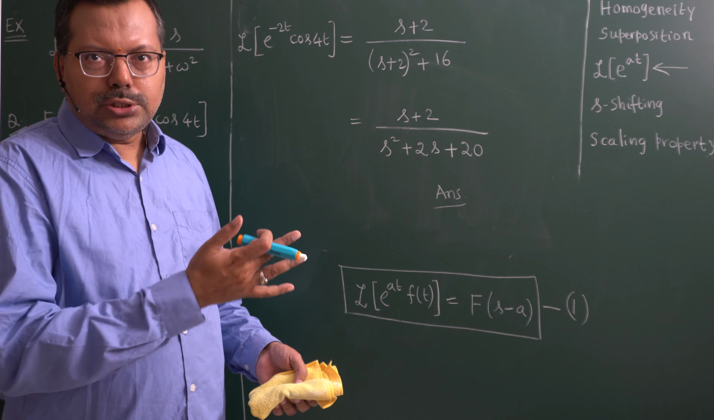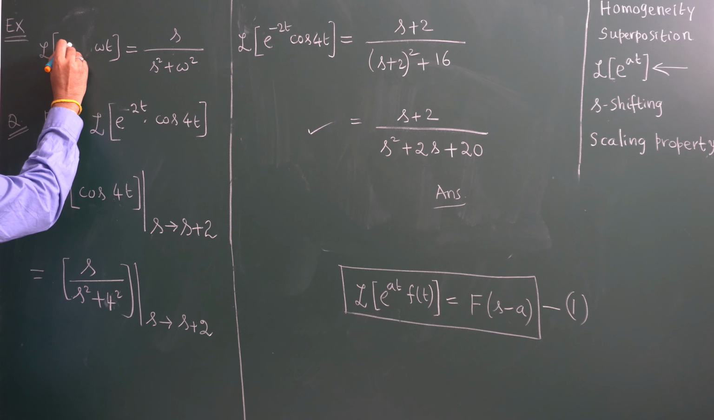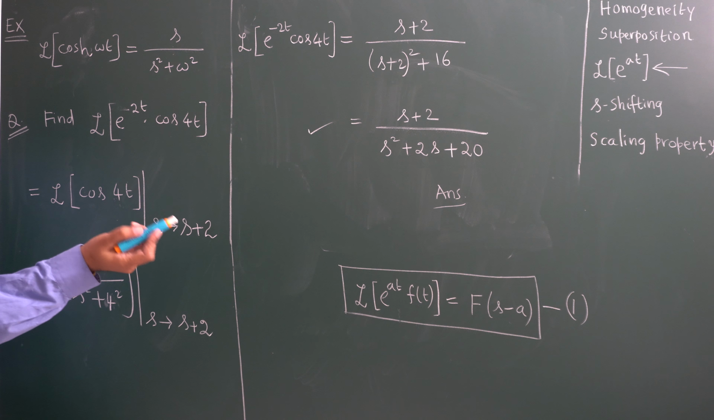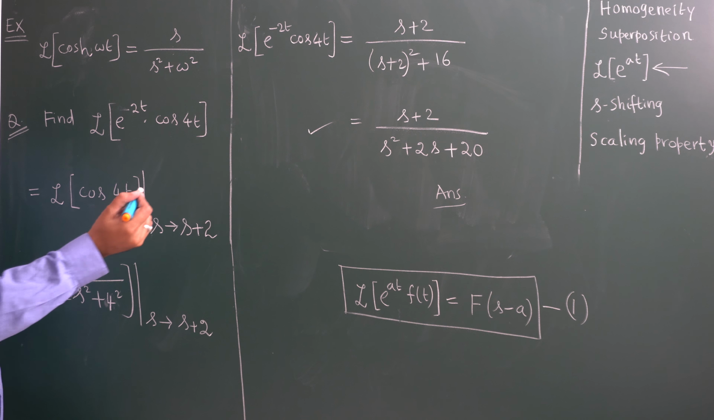Either you can call it by the name s shifting theorem, or you can call it by the name s shifting property. You can ask the question, if this is a circular function, if this happens to be a hyperbolic function, then there is not much change. Suppose it is a hyperbolic function of omega t, the changes are very little. You just modify this to minus. So with that you get the answer.